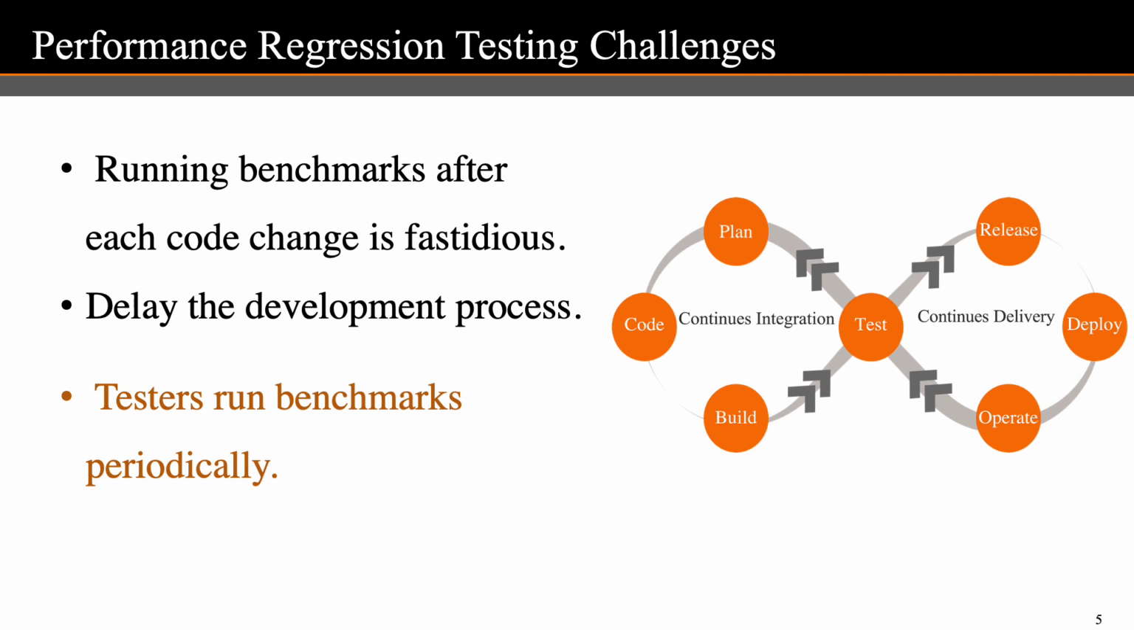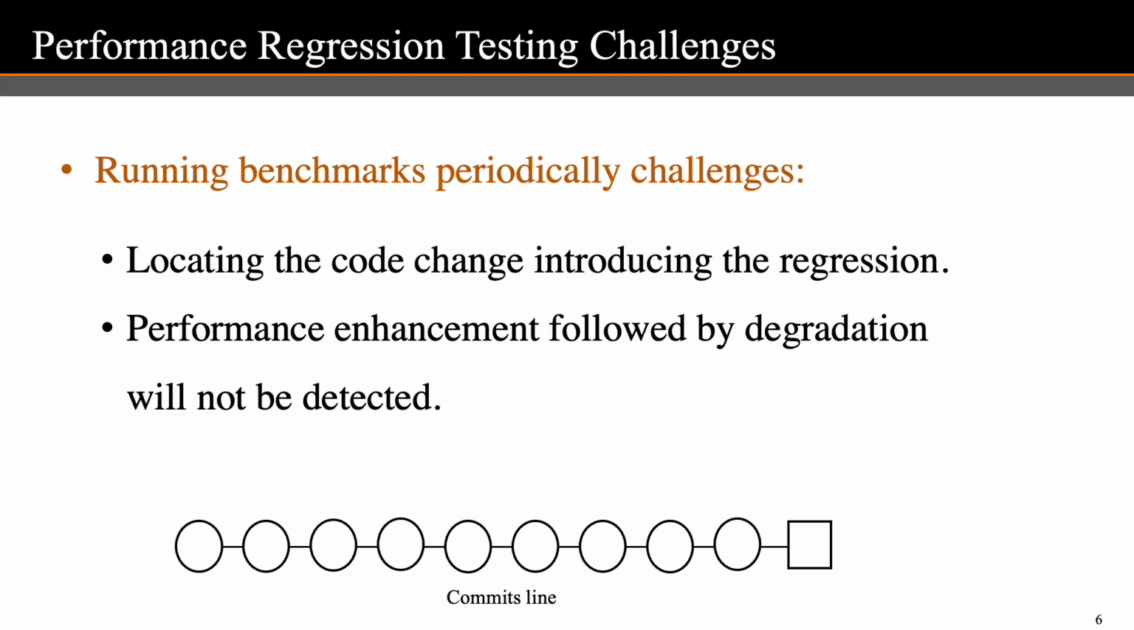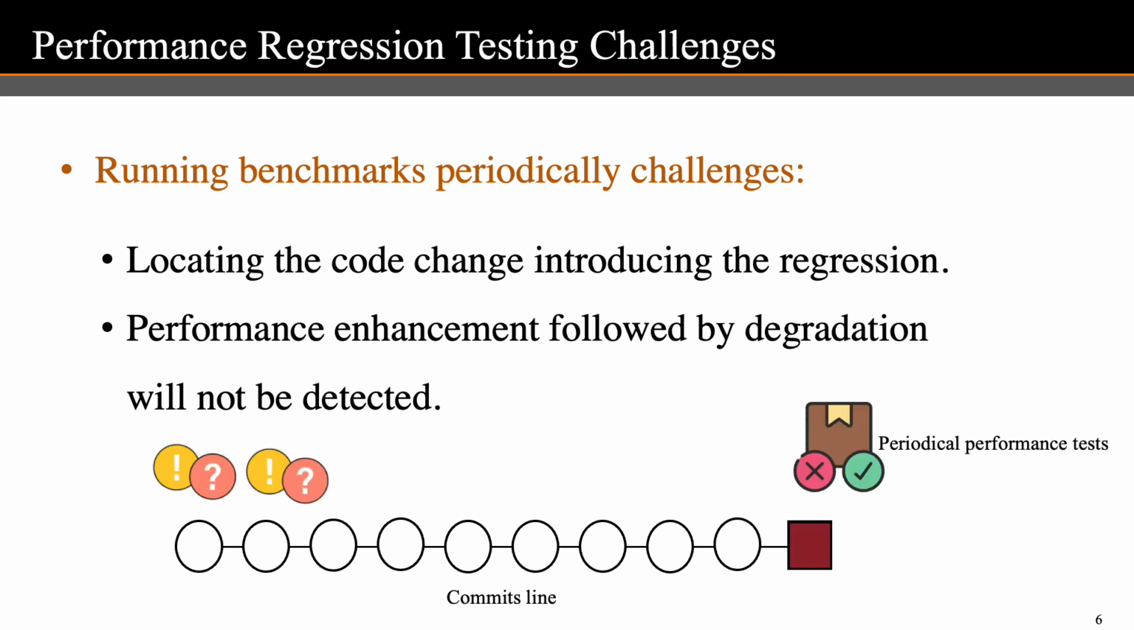Even with automated testing, challenges in the practice of performance regression detection still exist. Software testers find running benchmarks after each code change fastidious, and it might considerably delay the development process. Instead, they tend to run benchmarks periodically. Periodical performance testing might reduce testing costs, but it has its own challenges. First, it makes it difficult to fix.